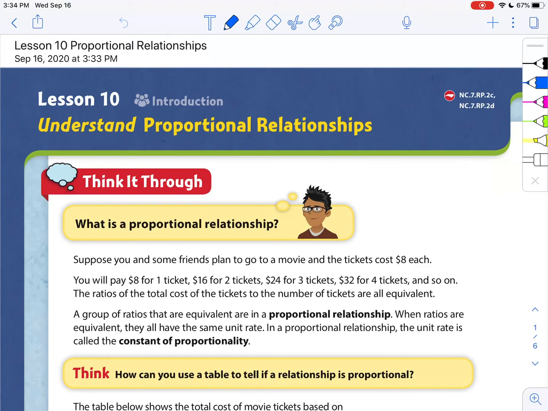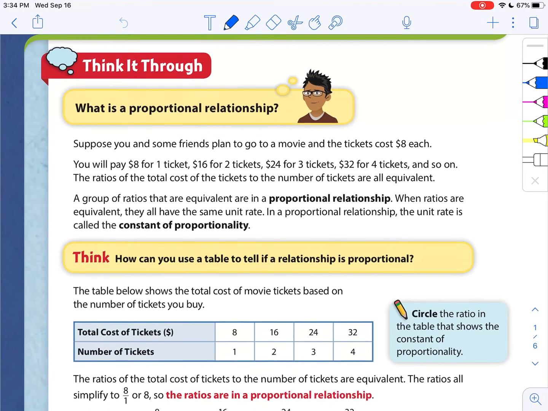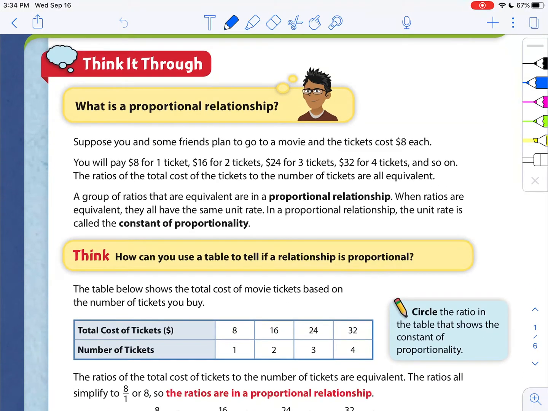In this lesson, we are going to be talking about proportional relationships. Let's first think about what a proportional relationship is.